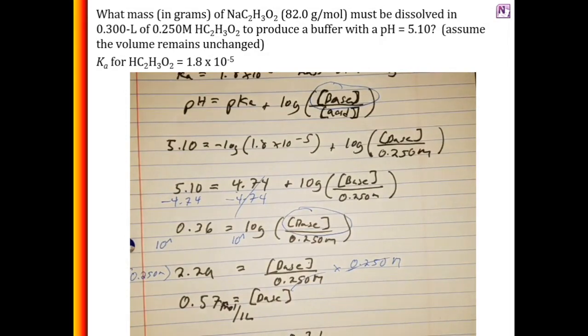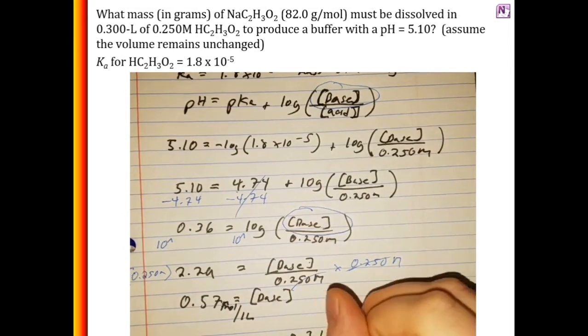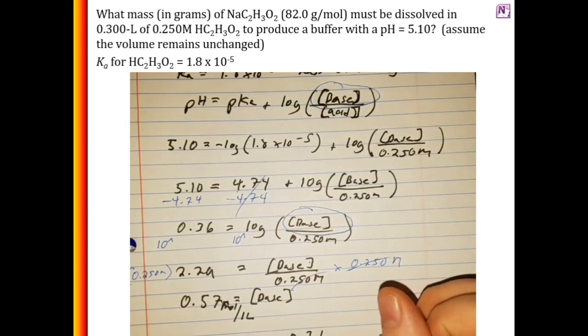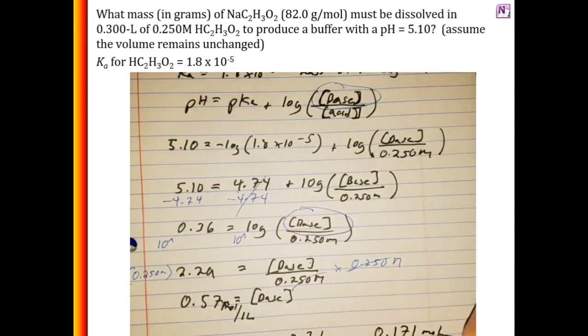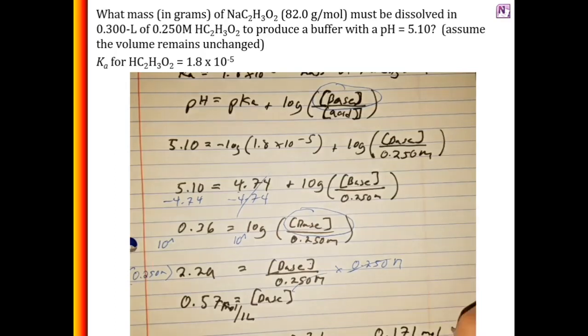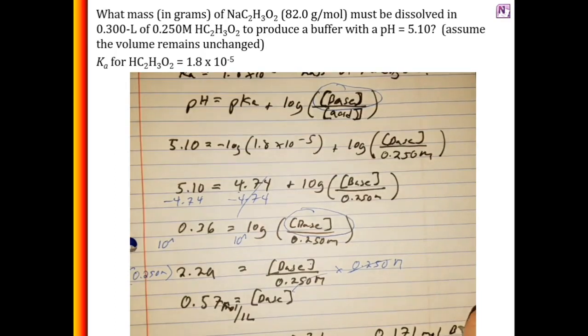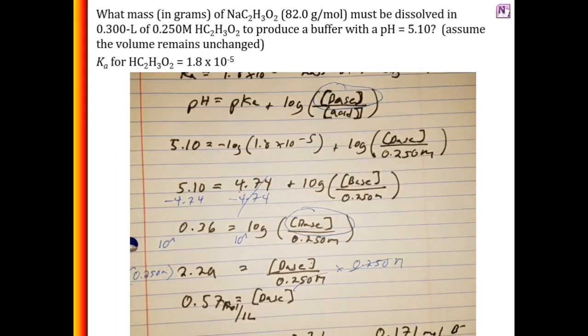So this will tell me the number of moles. And this gives me 0.171 moles of B minus, or in other words, A minus, my acetate ion. Okay, so I'm still not quite done.